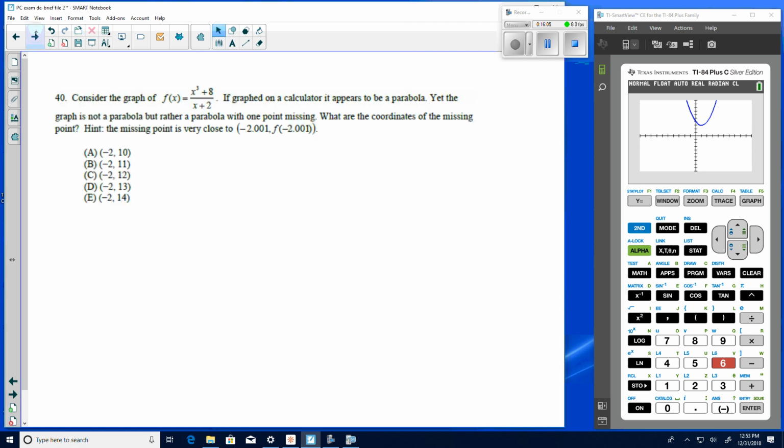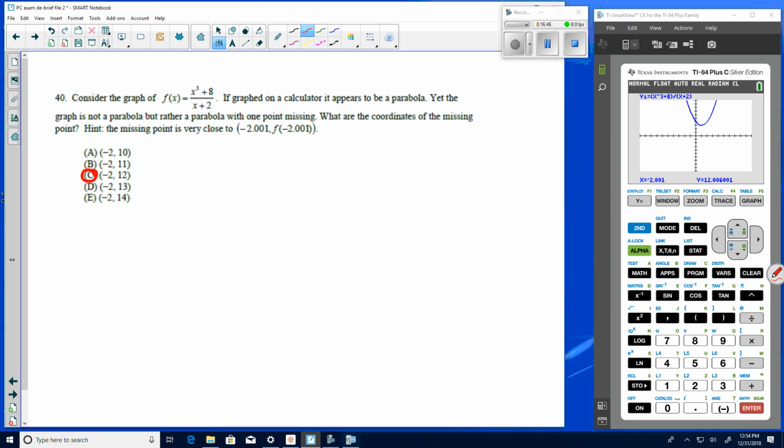Okay, number 40. The graph of this guy, consider the graph. Well, we have it over here on our calculator. If graphed on a calculator, it appears to be a parabola. Yes, it does. Yet the graph is not a parabola, but rather a parabola with one point missing. What are the coordinates of the missing point? And there's a hint. The missing point is very close to -2.001. Let's see if we can trace -2.001 as the x. And the functional value is 12.006 and some change. So the answer here is C.